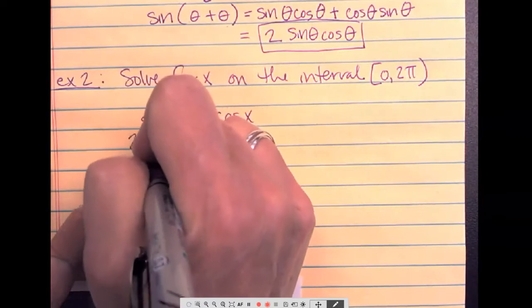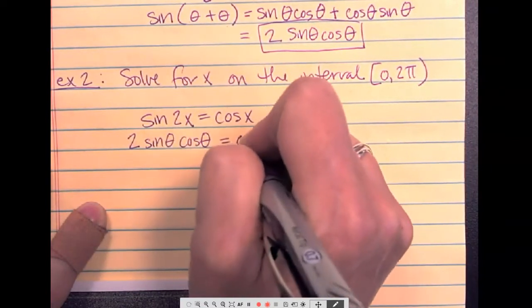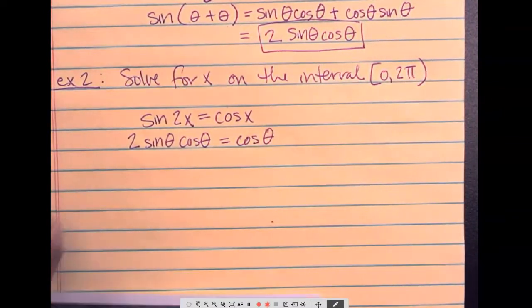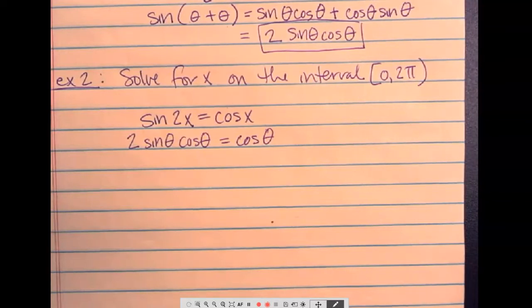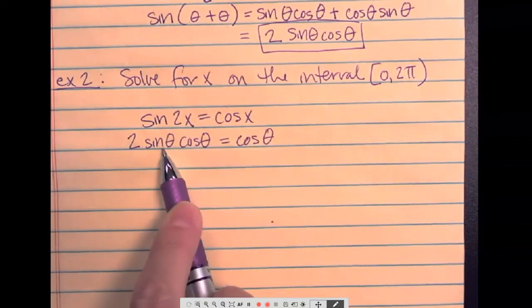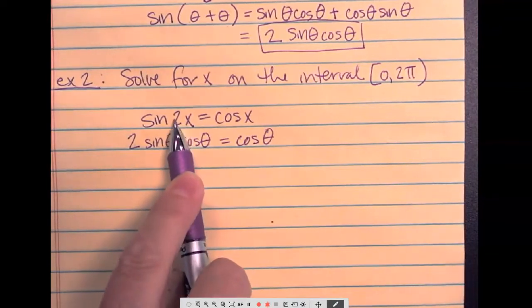2 sine cosine equals cosine. Oops, and I changed the thetas midstream. Stick with x or stick with theta. Now we're talking about theta. Okay, how did that make it easier? This had a 2x. This only had an x. Now they all just have x or theta. So there's no double angle anymore.